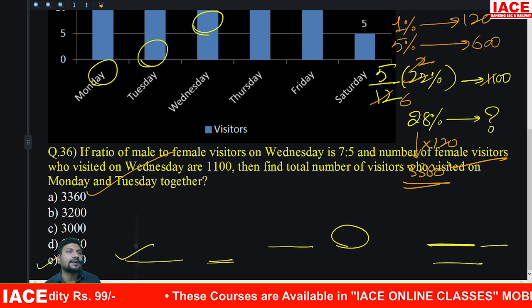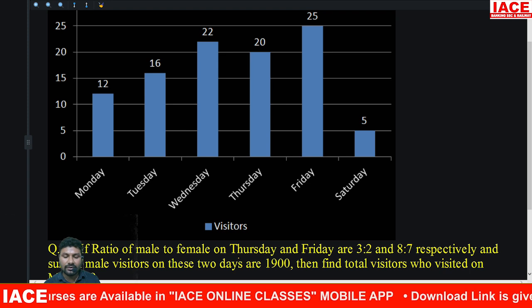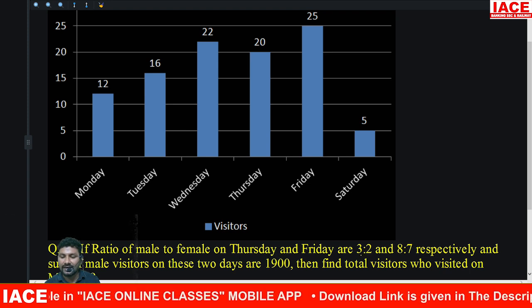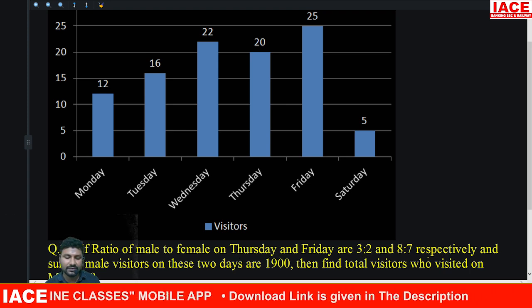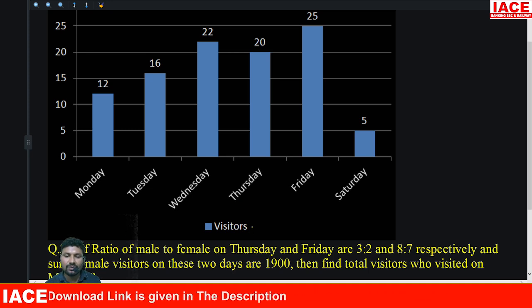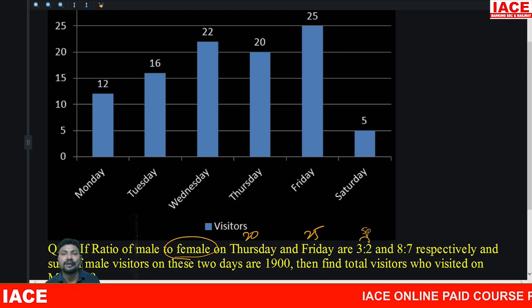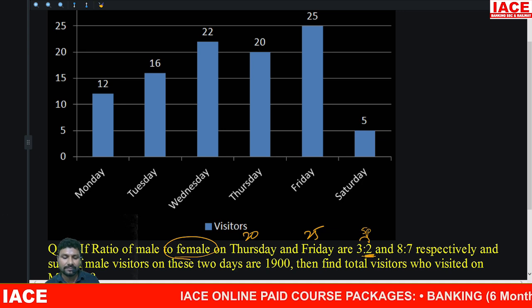They are asking 28%. If the ratio of male to female on Thursday and Friday are 3:2 and 8:7 respectively. Female Thursday. Thursday is how much percentage? 20%. Friday is how much percentage? 25%. From this we will consider females. 20% is 3:2. 3:2 means 3 plus 2 is equal to how many parts? 5 parts. 5 parts is equal to 20%, means females is how many parts? 2 parts.